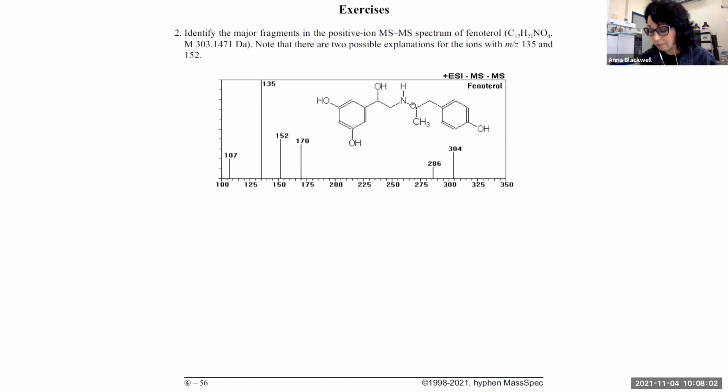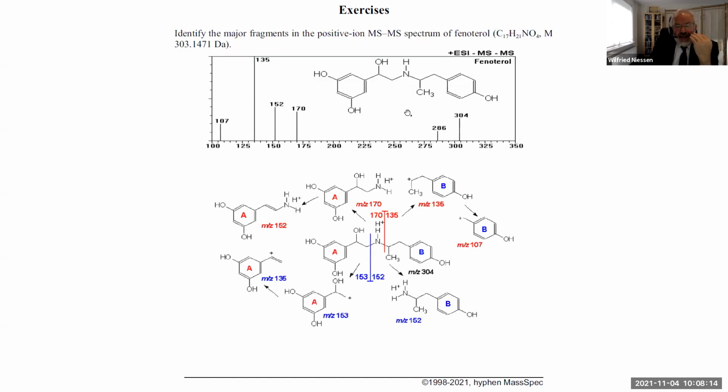Okay. I think I would approach the exercise in a slightly different way, if you don't mind, because actually what I would expect is to have cleavage on either side of the nitrogen with possibly charge retention on either side. So if I would cleave at the right hand side of the nitrogen as you proposed, I will be able to explain the 170 and the 135. And these are complementary ions adding up to 305 plus H plus 1.